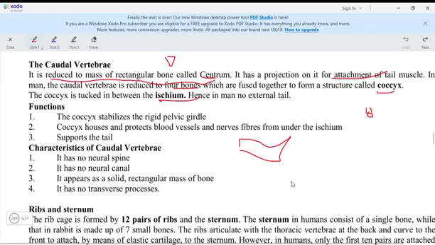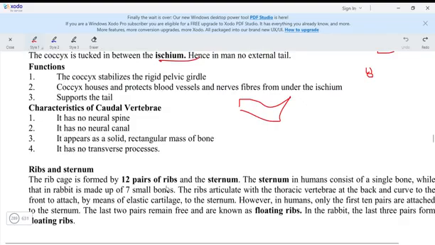Now, functions of the cauda. The coccyx stabilizes the rigid pelvic girdle, so it makes the pelvic girdle stand firm. The coccyx also houses and protects blood vessels and nerve fibers from under the ischium. It can also support the tail. They are working with the tail.